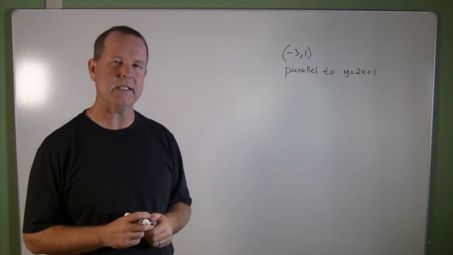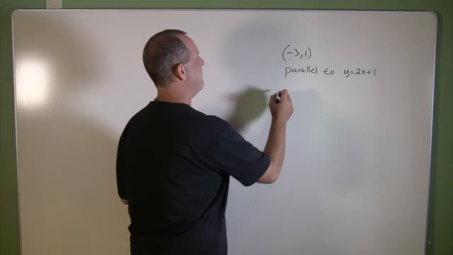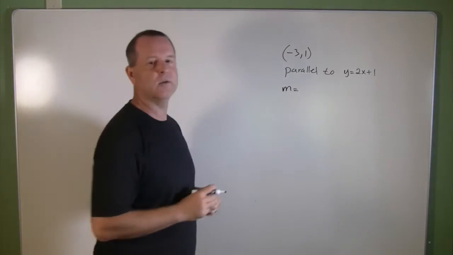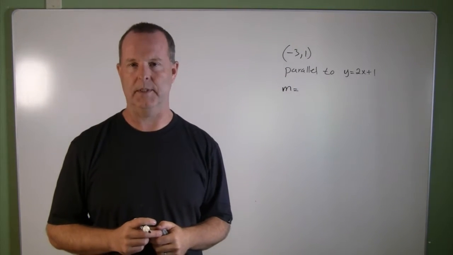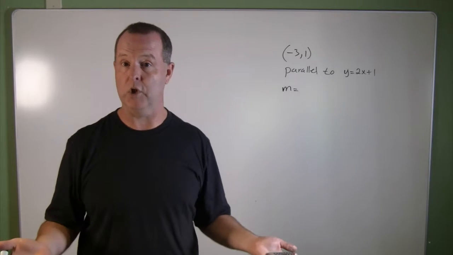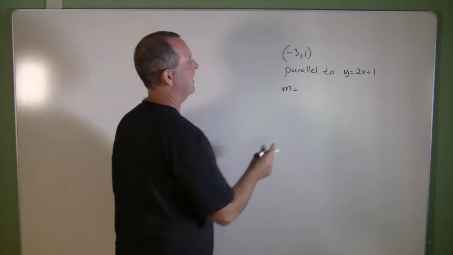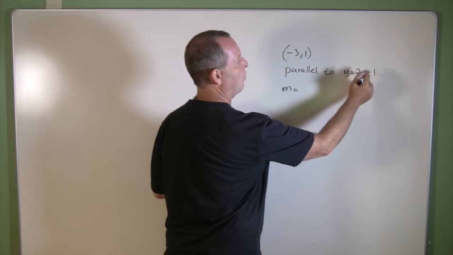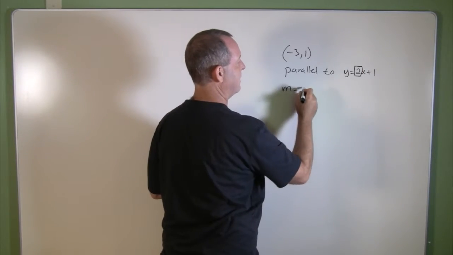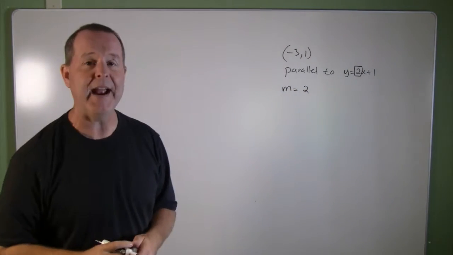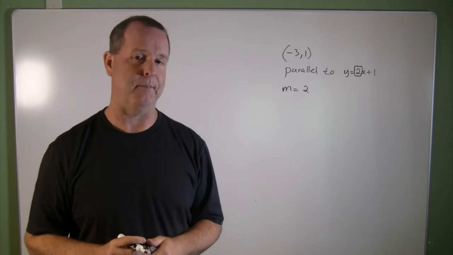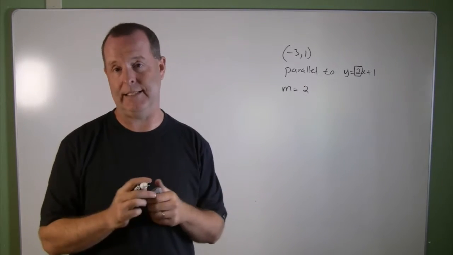So do I really have the slope? What do I remember about parallel lines and their slopes? Their slopes were the same. And since this is in y equals mx plus b form, that 2 right there is the slope of every line that's parallel to that particular line. So I do have a slope.